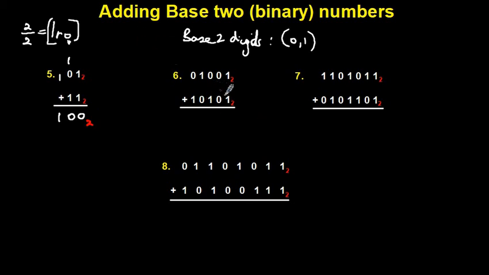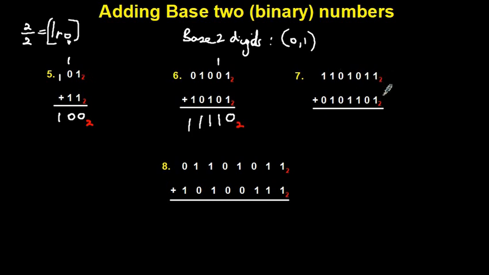Moving on to number 6, 1 plus 1. By this time you're supposed to realize that when you add 1 plus 1 in base 2, you will get a 0 and you carry a 1, based on previous examples. 1 plus 0 gives us 1, 0 plus 1 gives us 1, 1 plus 0 gives us 1, 0 plus 1 gives us 1. And remember, base 2. Let's put back your subscript.